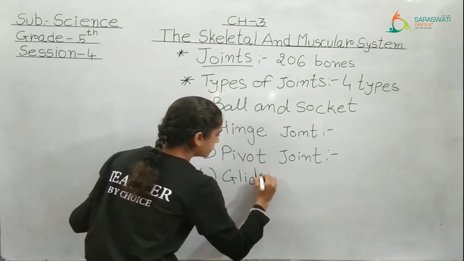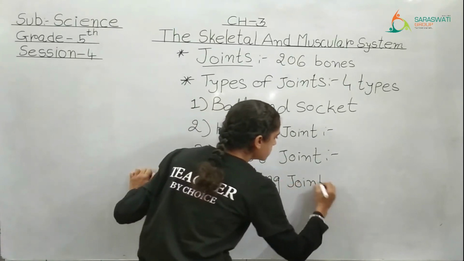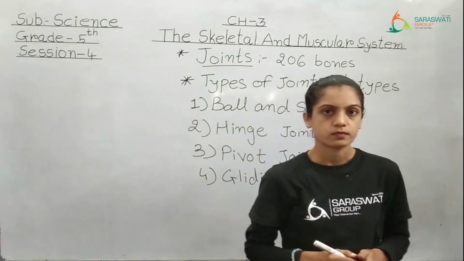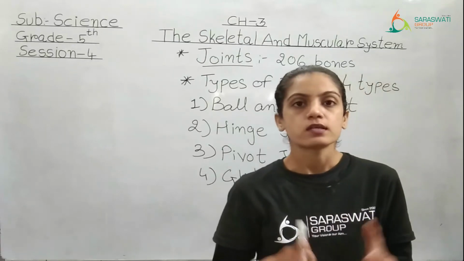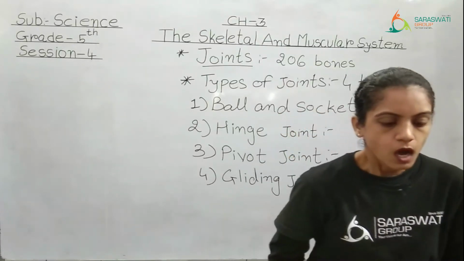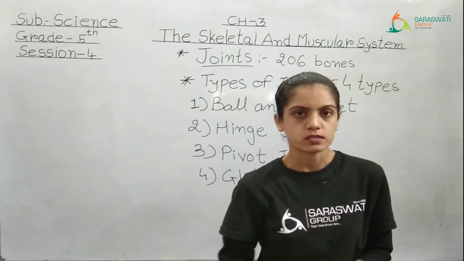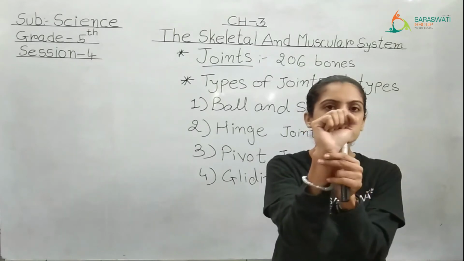Clear? Moving further to the last type of joint, which is gliding. Gliding joint. This is the last movable joint in our body according to your grade. Right? So what is gliding joint? See in your textbook. Our wrist and ankles have gliding joints. This is our wrist where you are tying your wristwatch.